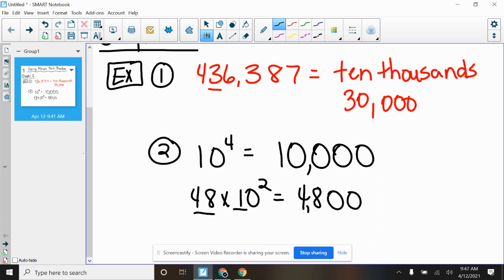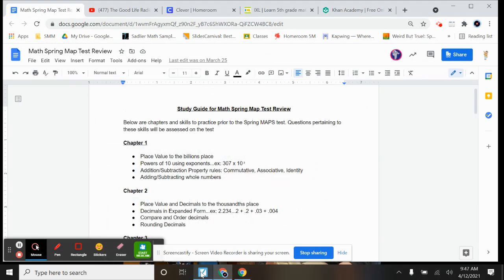Yes. Okay. The third skill in chapter 1 was the property rules, the addition and subtraction property rules. I really can't give you an example for these. These you just have to memorize. There are small things in math that you do have to memorize. And these properties are things you've got to memorize. So am I going to do an example problem for those?